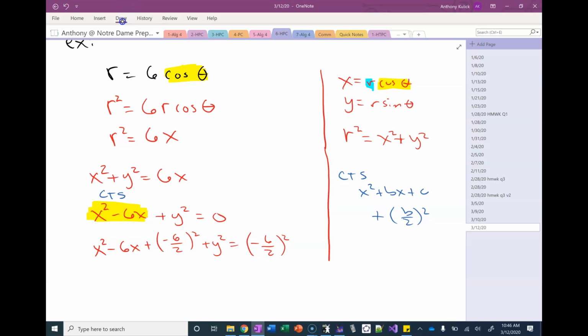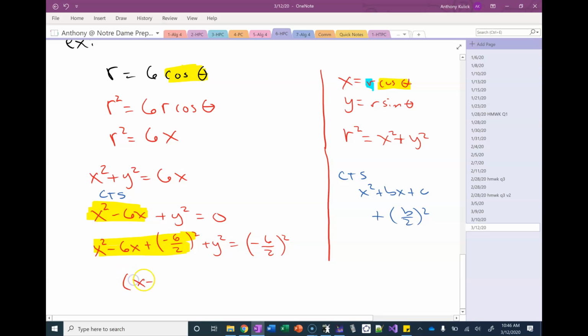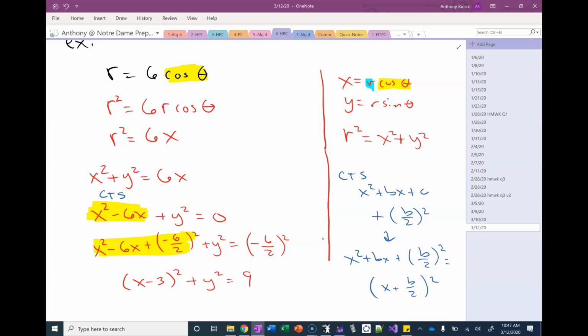So if I take my x squared minus 6x plus -6 over 2 squared, that's really x squared minus 6x plus 9, right? That factors. What does it factor to? So x minus 3 and x minus 3, or really just x minus 3 squared. So just as an aside, if I have x squared plus bx plus b over 2 squared, that's always going to factor to something that looks like this. Okay? So it's always going to factor to quantity x plus b over 2 squared. Just FYI.